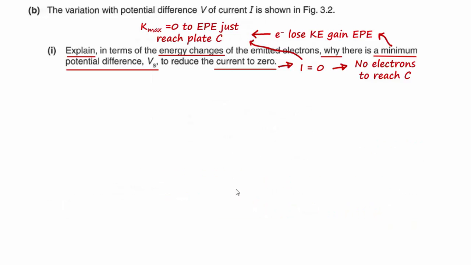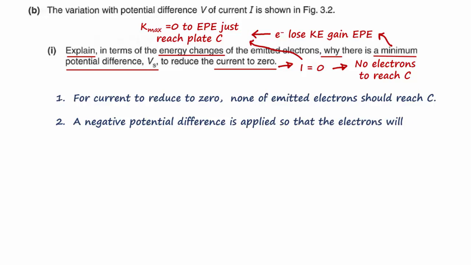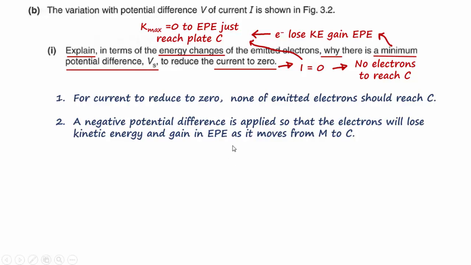Writing out the answer properly, we should have: number 1, for current to reduce to zero, none of the emitted electrons should reach C. Number 2, a negative potential difference is applied so that electrons will lose kinetic energy and gain in electrical potential energy as it moves from M to C.